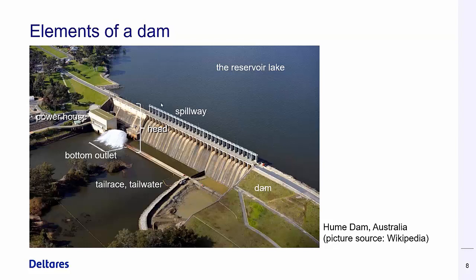And very important for energy production is the head difference between the water level in the reservoir lake and the tailwater level, and in combination with the flow through the turbine, this determines how much power we can get out of this situation.